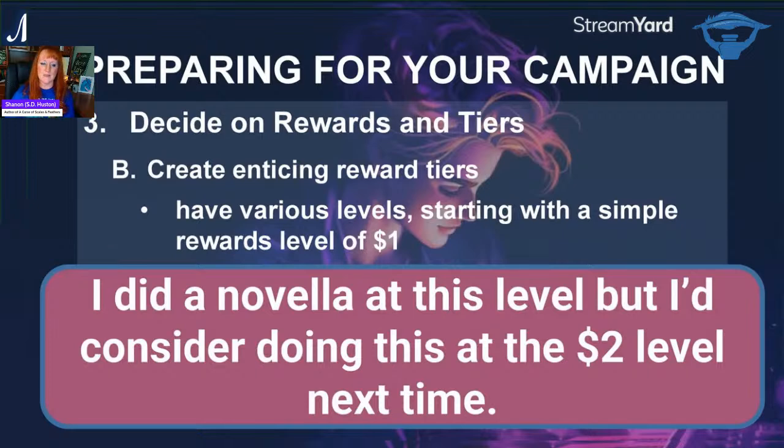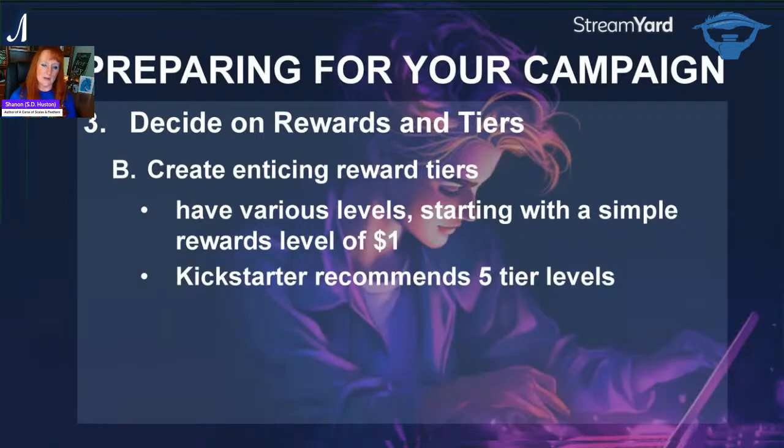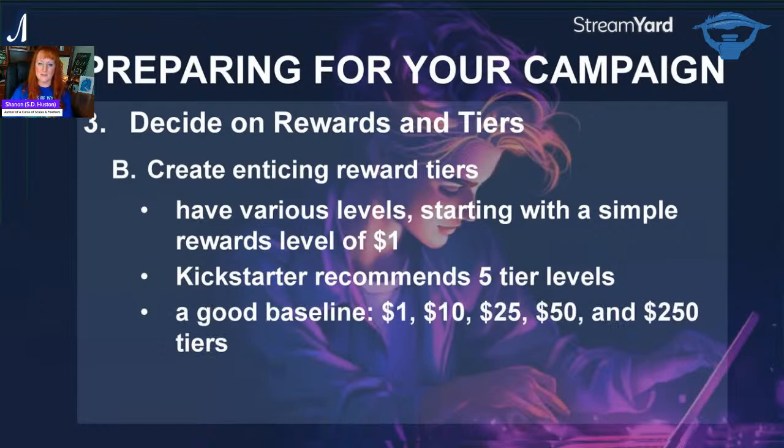You can get it for $1 because I think on my next campaign, I'm going to do the $1 back it because you believe in it. And a $2 level will be the novella is what I think I'm going to do. Anyways, I'm thinking that may change. Kickstarter recommends 5 tier levels. I think Rachel kind of brought that up earlier, how 3 to 5 tiers helps with the indecision overload.